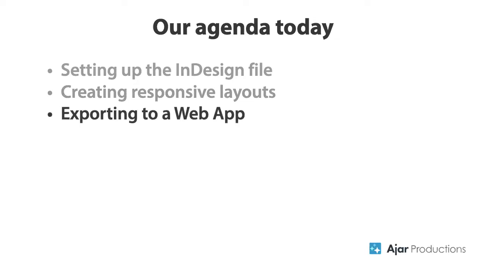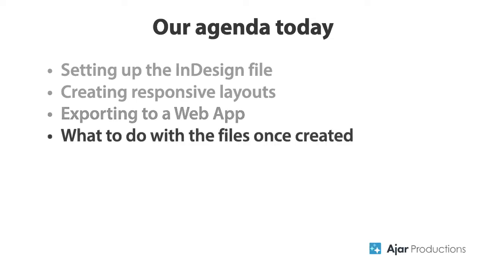Then we'll look at how you use In5 to export to a web app. And I will talk about exactly what a web app is and what exactly that means for creating mobile apps and why you don't have to go through the App Store when you're creating a web app. And when we export, we'll have a set of files, and I'll show you exactly what to do with those files to get it onto the home screen of the iPad, iPhone, Android device.